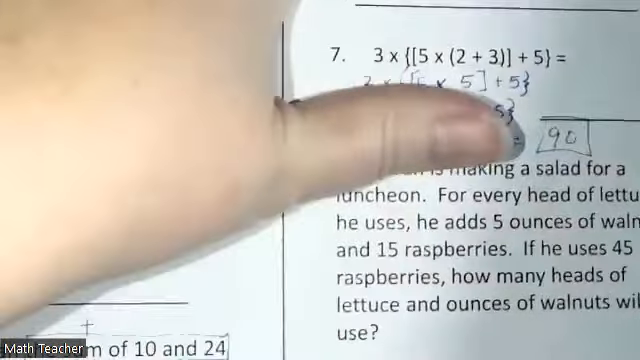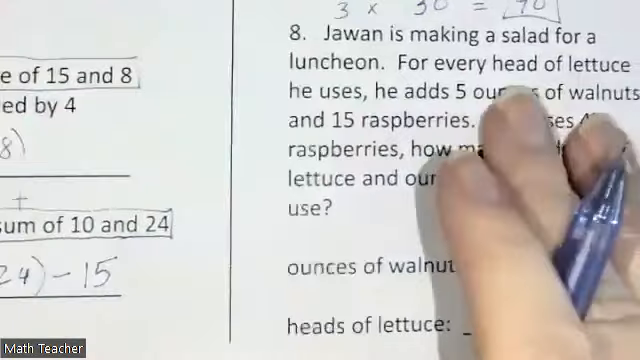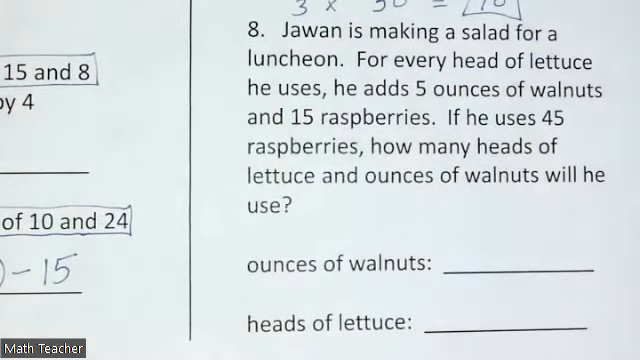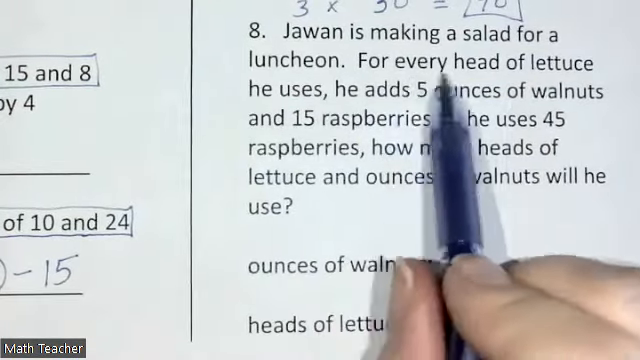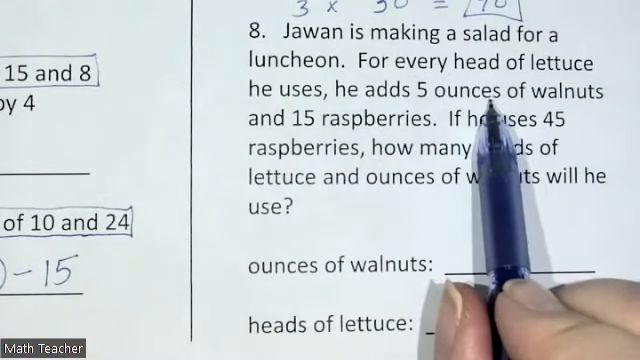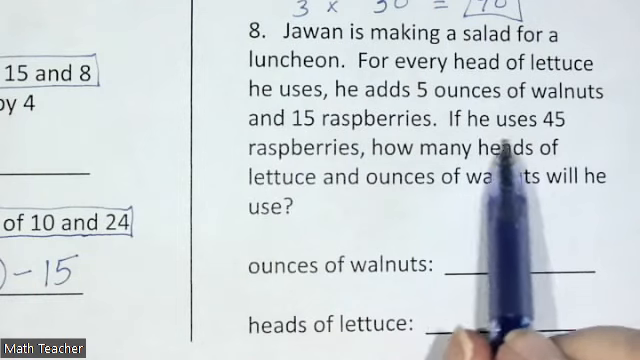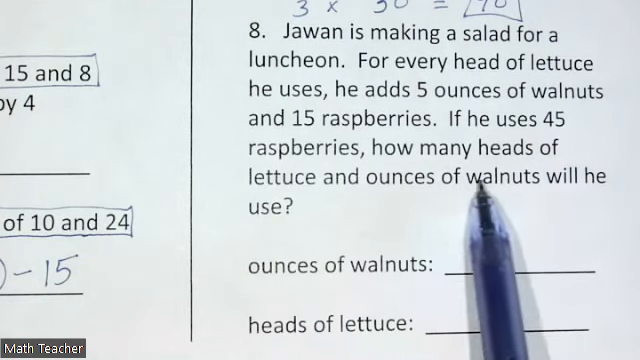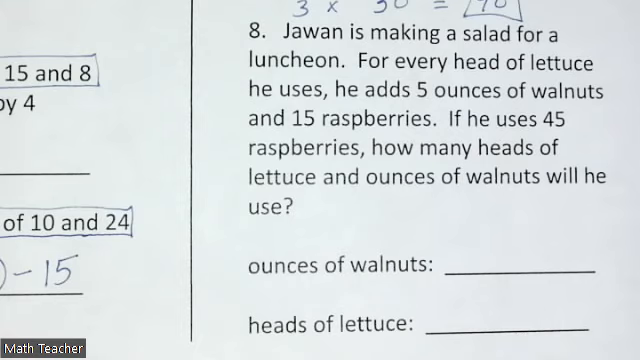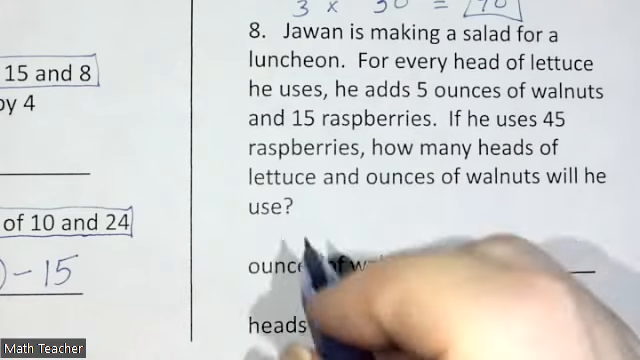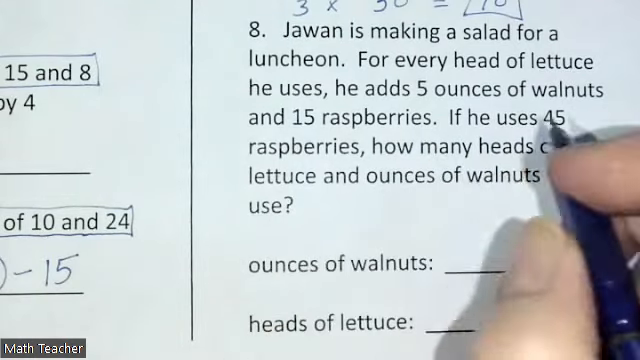And then number 8. Jawan is making a salad for a luncheon. For every head of lettuce he uses, he adds 5 ounces of walnuts and 15 raspberries. If he uses 45 raspberries, how many heads of lettuce and how many ounces of walnuts will he use? So when I have 3 different things that I'm looking at, I want to organize these into a table. So I'm going to just make a table. It's not going to be perfect.